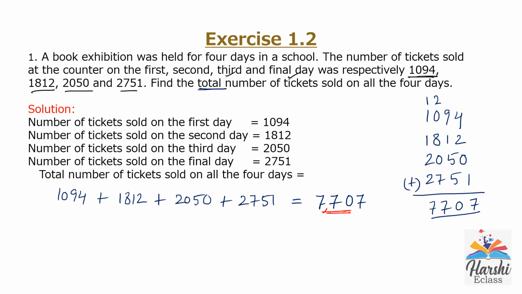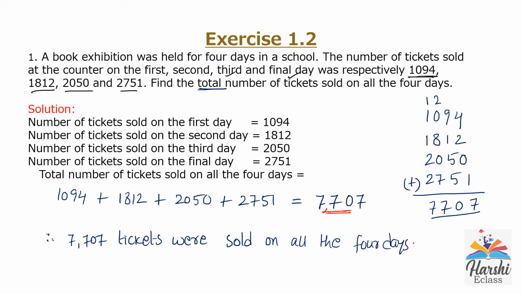Now write the final statement. Therefore, 7,707 tickets were sold on all the 4 days of exhibition.